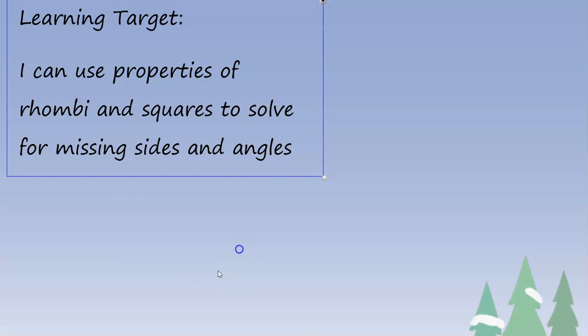Alright, so today we're going to be looking at using the properties of rhombuses, or rhombi, and squares to solve for missing sides and angles. So the same type of stuff that we did for rectangles, we're going to do for rhombi and squares.